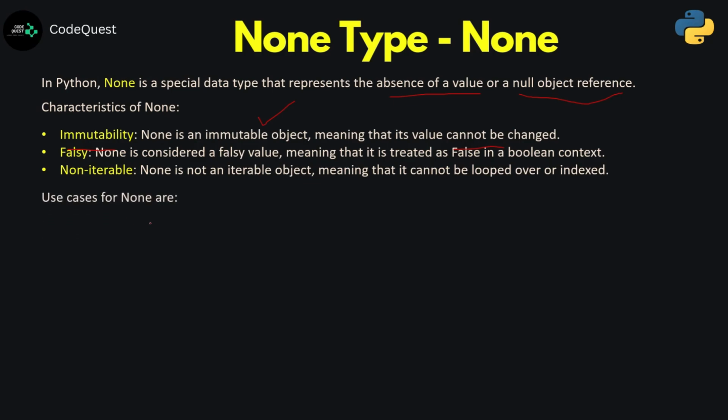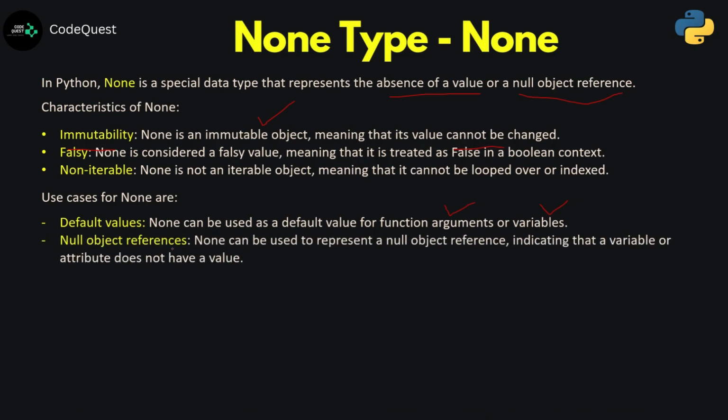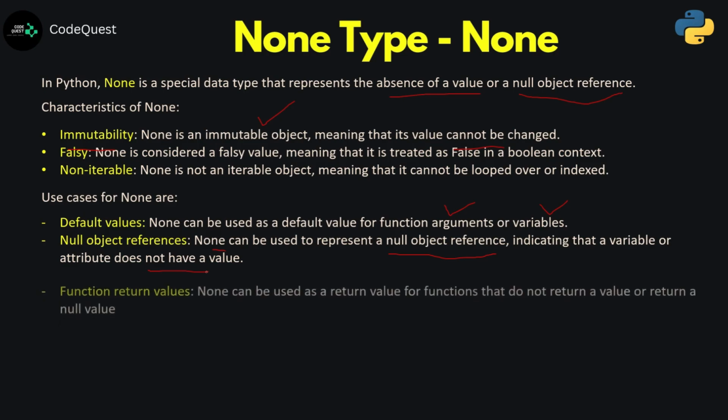Now what are the various areas where None is useful? When we set default values, if you do not know the exact value you want to keep, you can assign None as a default value for the variables. At the same time, you can also specify it as a function argument. Now null object references: None can also be used as a null object reference, indicating that a variable or attribute does not have any value initially.